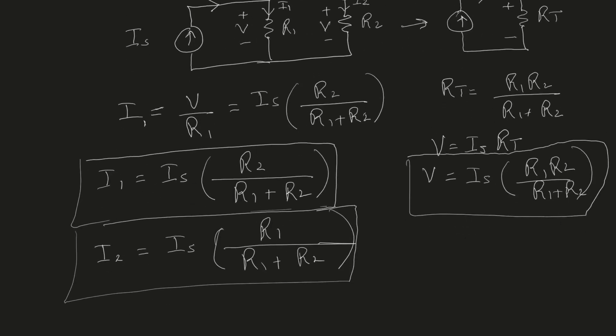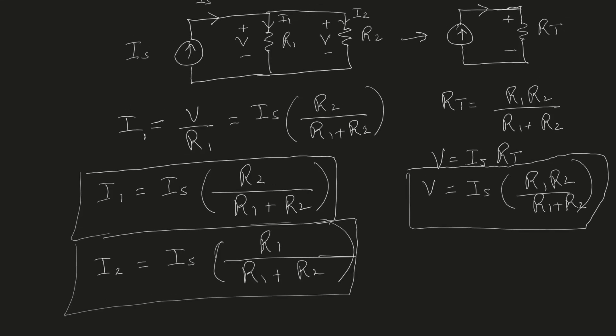Now you see the similarities with the VDR, that the currents I1 and I2 are proportional to the source current IS. If IS increases, I1 and I2 will also increase. However, the difference is that now the current in branch I1 is actually proportional to the resistance of the other branch. So you see, I1 is proportional to the resistance of the other branch.